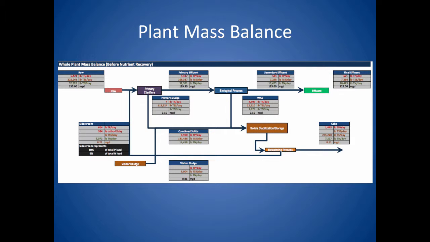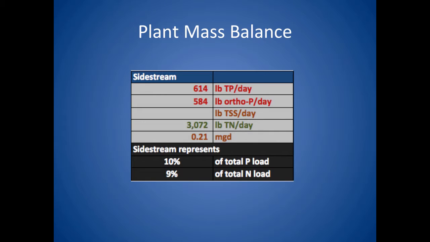through the plant. In this particular example, the numbers in the side stream box of the plant mass balance shows an estimate of the amount of phosphorus and nitrogen that are concentrated in the dewatering process side stream. This is used as a basis for the estimate of the amount of nutrient that can be recovered from this side stream and the estimated cost of the recovery system.